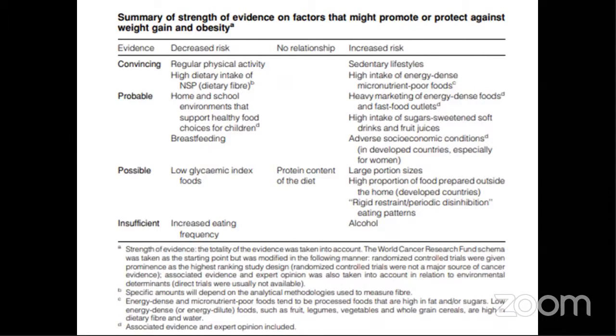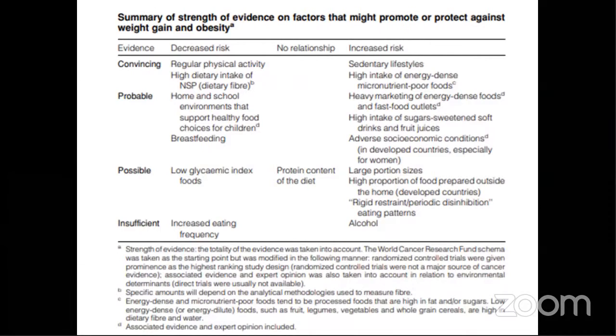Then, if you have a high dietary intake of non-starchy polysaccharides, dietary fiber, your risk of having an increased body mass is further decreased. And if you have an increased intake of high energy foods, your fried foods, your sodas, you're at an increased risk of weight gain.